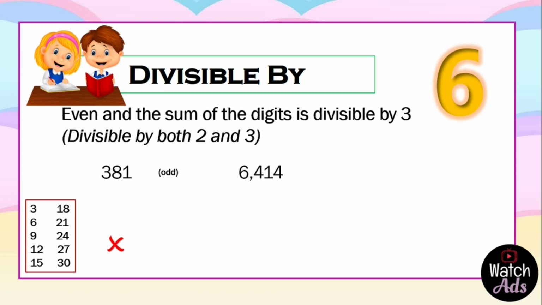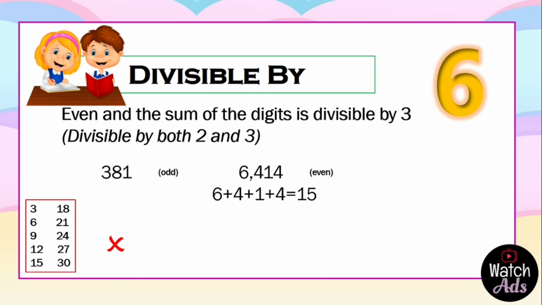Next, we have 6,414. First, we check if the number is even. The number ends in 4 and 4 is an even number, which means it is an even number. For our second test, we add the digits and check if it is divisible by 3. We add 6 plus 4 plus 1 plus 4, that is equal to 15.